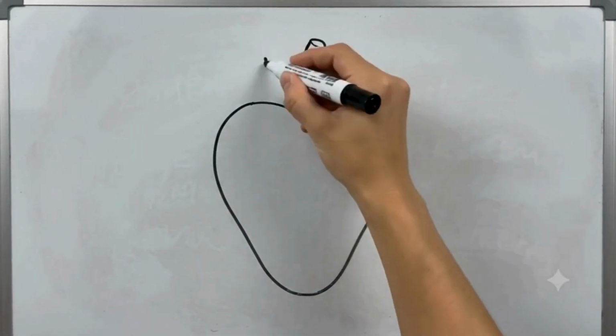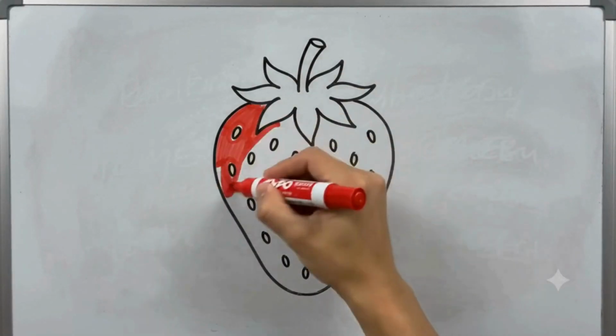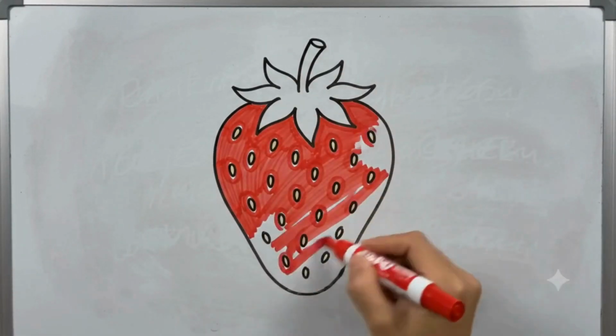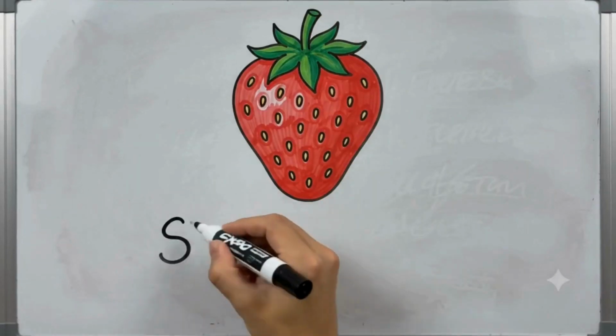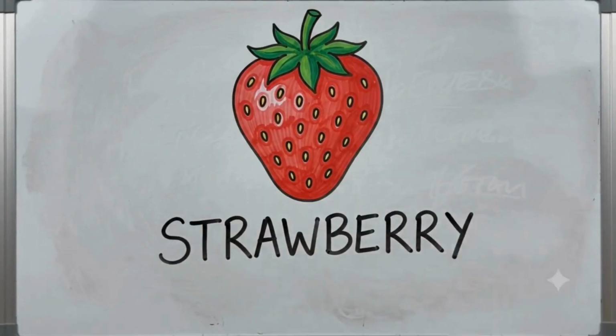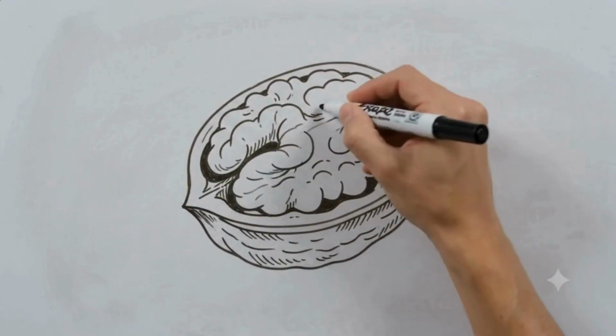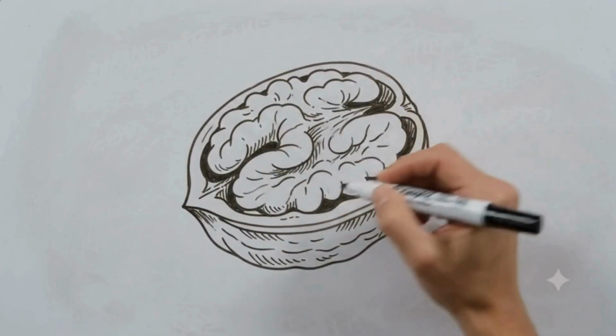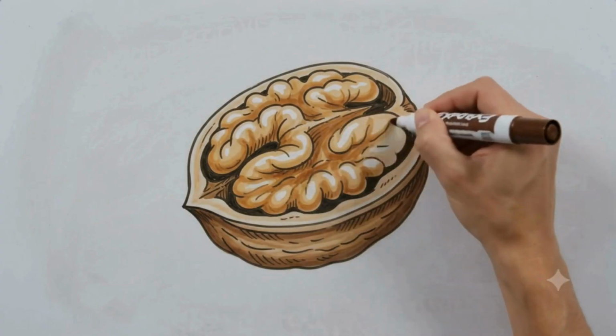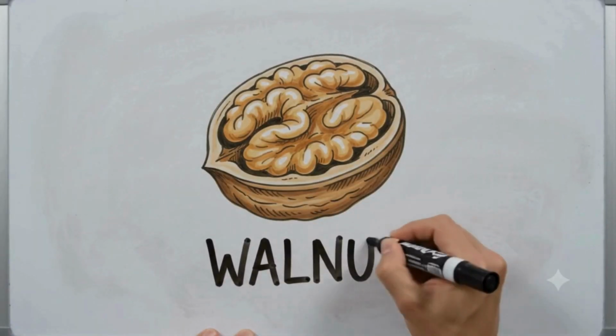Strawberry is red in color. Walnut is brown in color.